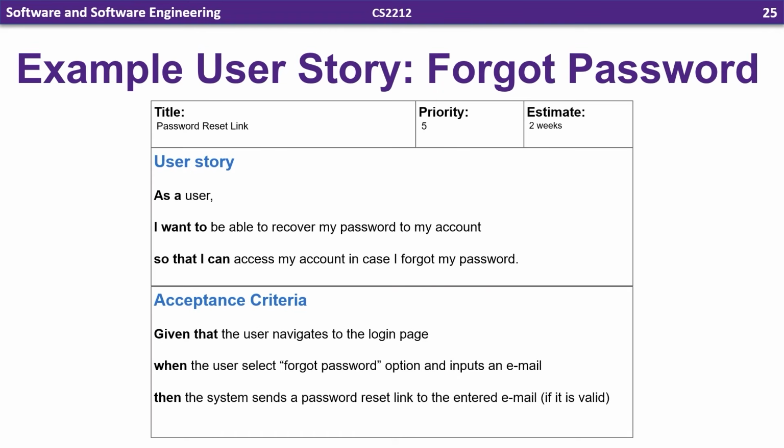You also notice that I have a title for this, a priority, and an estimate. The priority and estimate in this case are just made up because it's just an example. But what would happen is the stakeholder would be assigning priorities to each of these user stories based on how much value or how badly they need them in the system. And the developers would be putting in that estimate for how many weeks they think it would take to actually implement that user story.